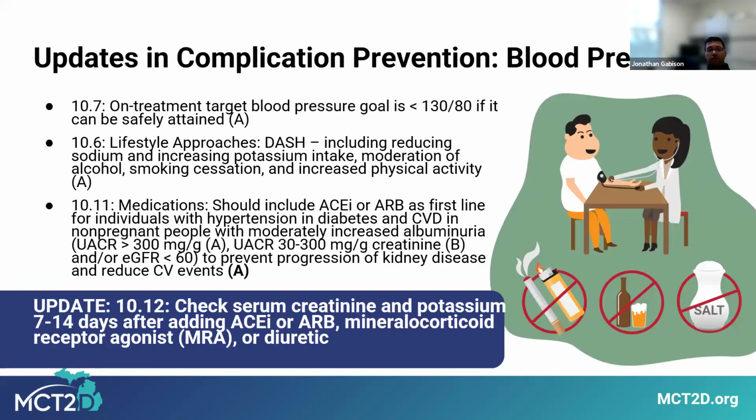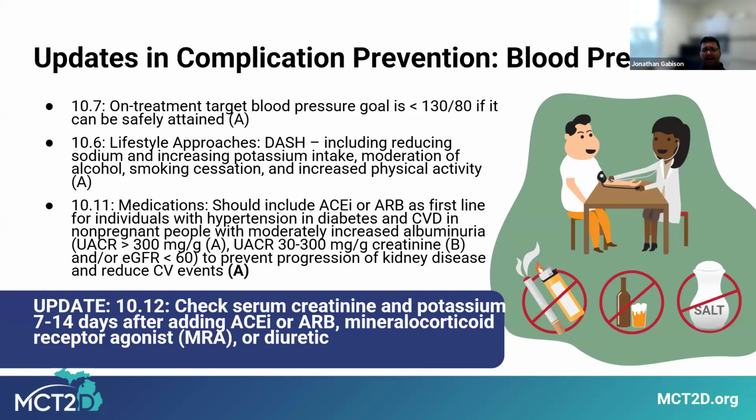In regards to updates for blood pressure, I highlighted here some older management recommendations that are important to know. One, our goal should be lower than 130/80 for our patients with diabetes, as long as it can be safely attained. Two, I appreciate the effort that the standard spends talking about lifestyle modifications. And in this case, with blood pressure, it talks about the DASH diet and gives an A recommendation to the DASH diet, which includes limiting sodium and increasing potassium intake, moderating alcohol, smoking cessation, and increasing physical activity.